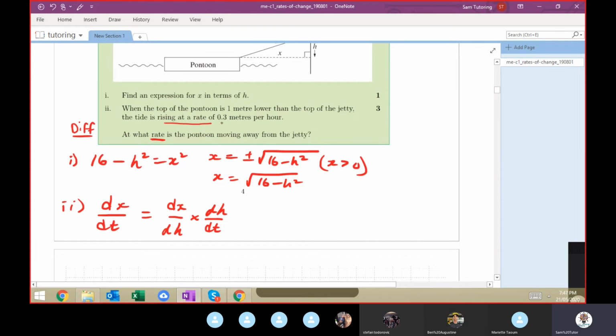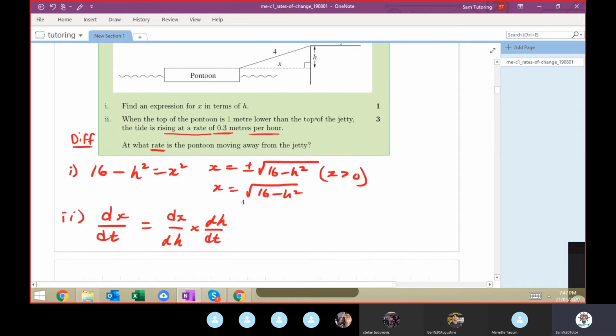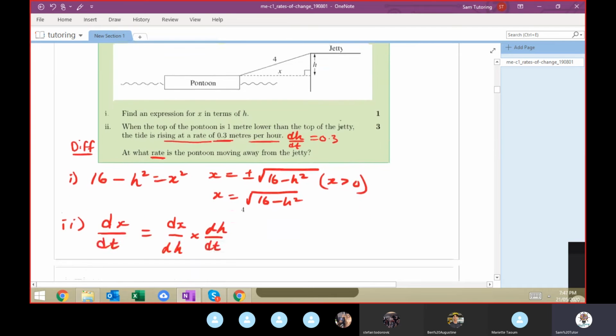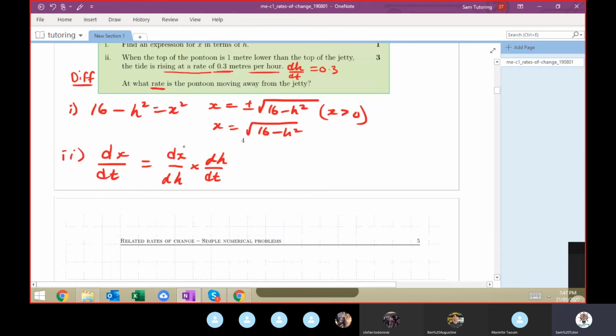The tide is rising at a rate of 0.3 meters per hour. So that means dh on dt, the tide is rising, is 0.3 meters. Right? So what's dx on dh? How do we find dx on dh? See how that's x in terms of h? So I can differentiate that. dx on dh is what?